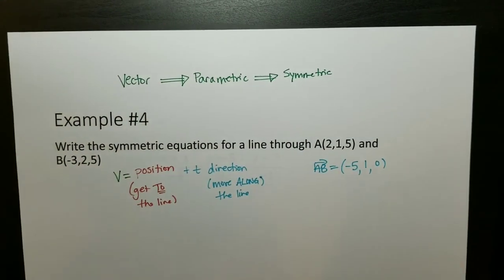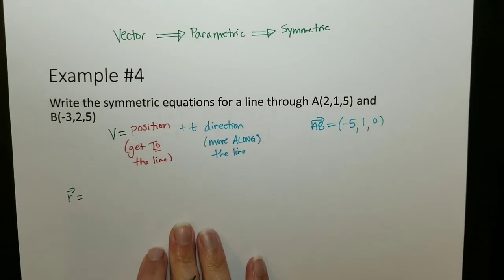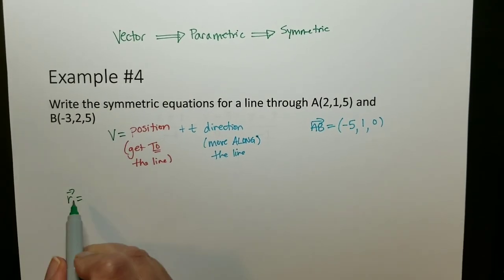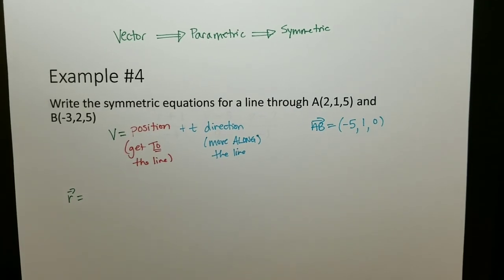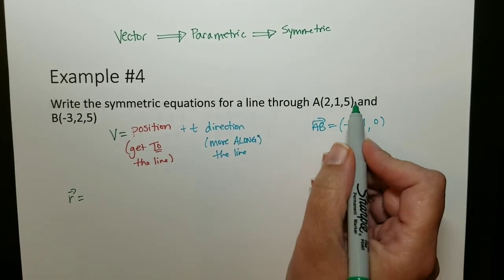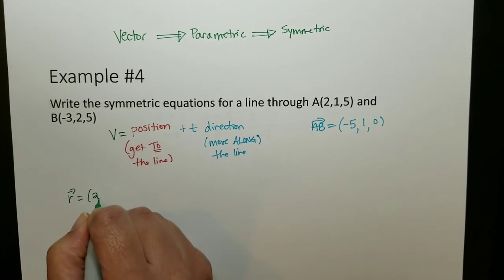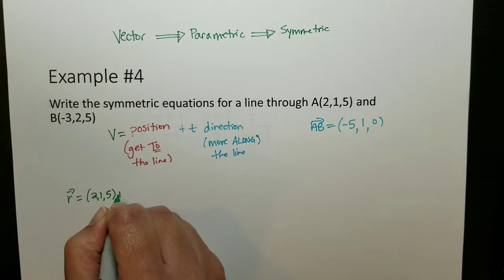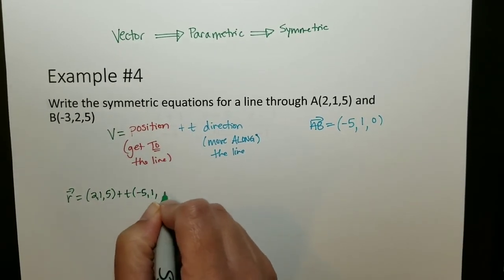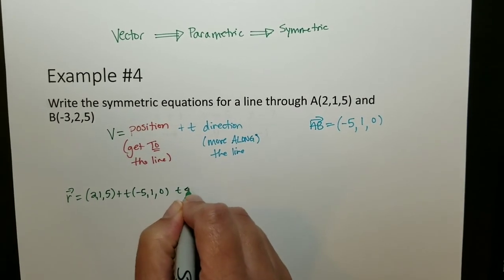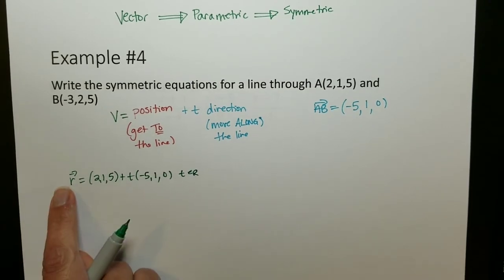So now going back to the vector equation, always have R as your resultant. If you need to make multiple line equations, you would subscript them like R1, R2, like that. So a position vector could be OA, getting to point A, (2, 1, 5), plus t times the direction vector, (-5, 1, 0), and t is a real number. Okay, so this is the vector form.